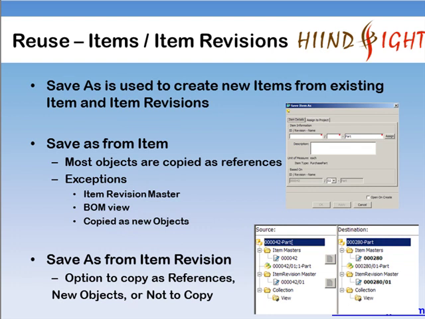Whenever we want to create new items from existing items or item revisions, we use an option called Save As. Save As from item or Save As from item revision. When we use Save As from item, most objects are copied as references except item revision and BOM view. When we use Save As from item revision, we get an option to select whether it should be a reference, a new object, or not copied.